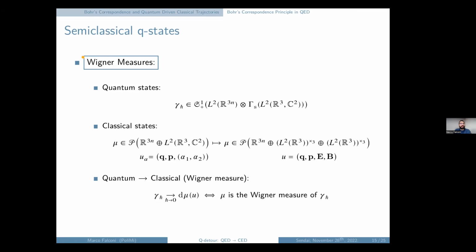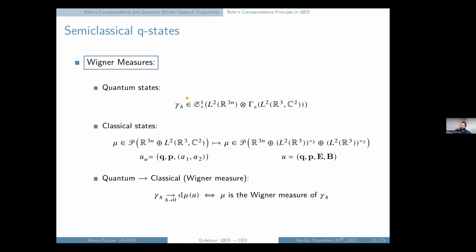Okay, so let me go. So what is the idea of semi-classical analysis for quantum fields? It's borrowed from the one for particles that is maybe better known to you. And here we have to combine the two. Anyways, we have a quantum state that is, as I said, a positive trace class operator on the whole Fock space of the system. L² is the particle part. This Γ_s is the symmetric Fock space, and it's the fields part.